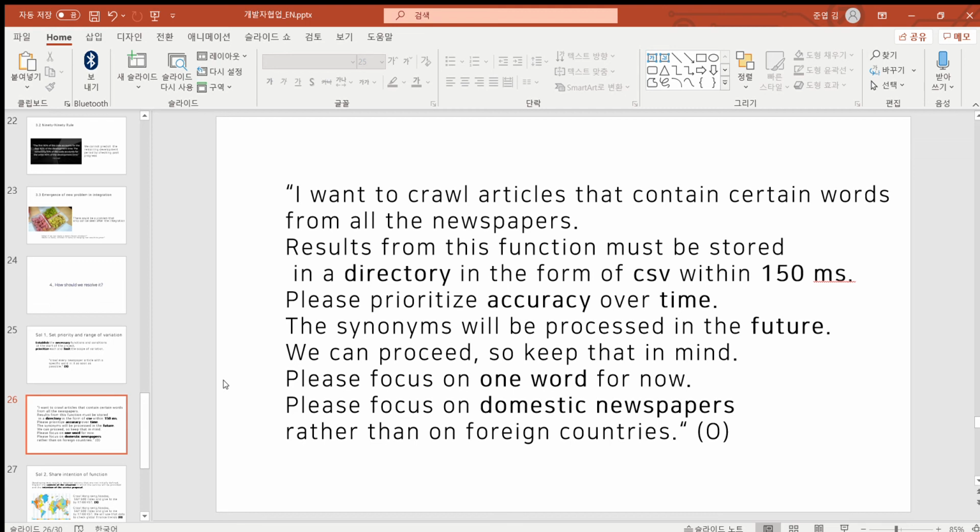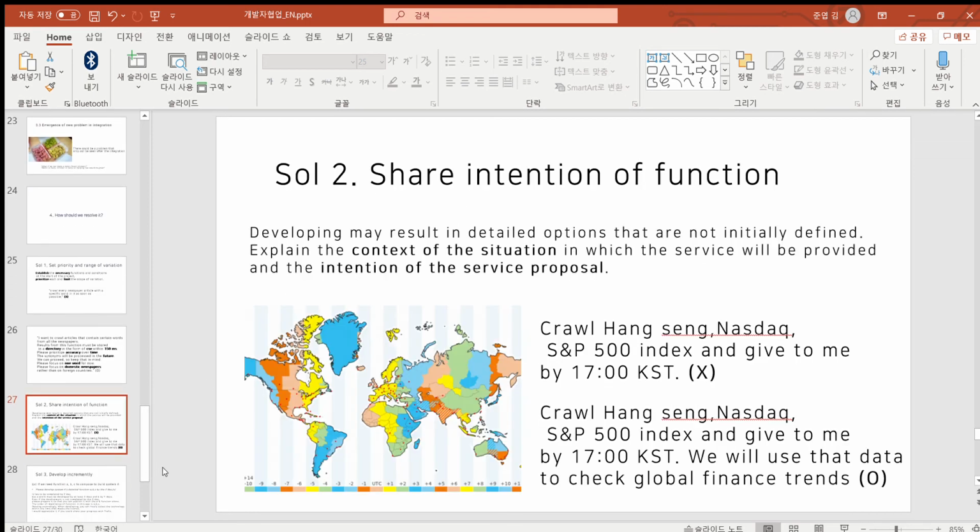So if you give this kind of instructions and set a boundary of the functions, they will prioritize what to develop and how to develop by their own method. And the second solution will be to share the intention of the function. This means developing may result in detailed options that are not initially defined. So explain the content of the situation in which the service will be provided and the intention of the service proposal.